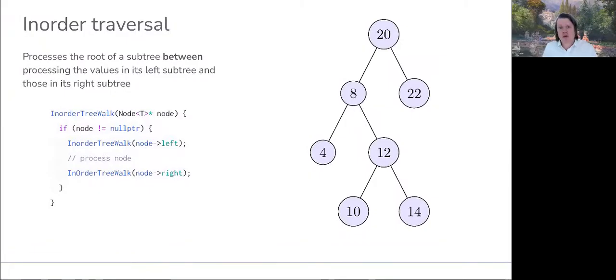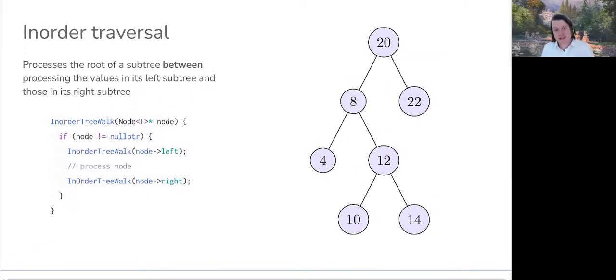So in an in-order traversal, we're going to process the root of a subtree between processing the values in its left subtree and those in its right subtree. If we look at the ordering enforced by the binary search tree property, if we were to use an in-order traversal to print the nodes, it would print the nodes in order by their key in ascending order. So in this case, it would be 4, 8, 10, 12, 14, 20, 22 is the order in which these would be processed.